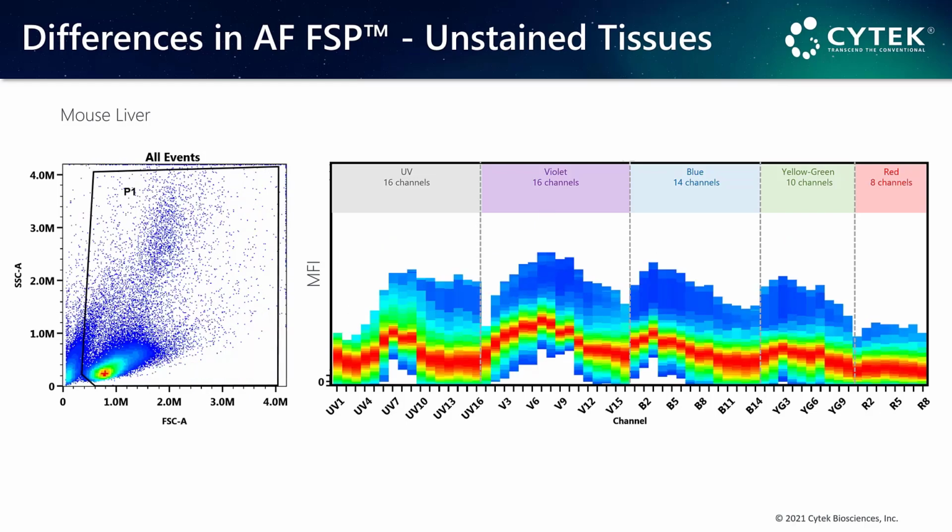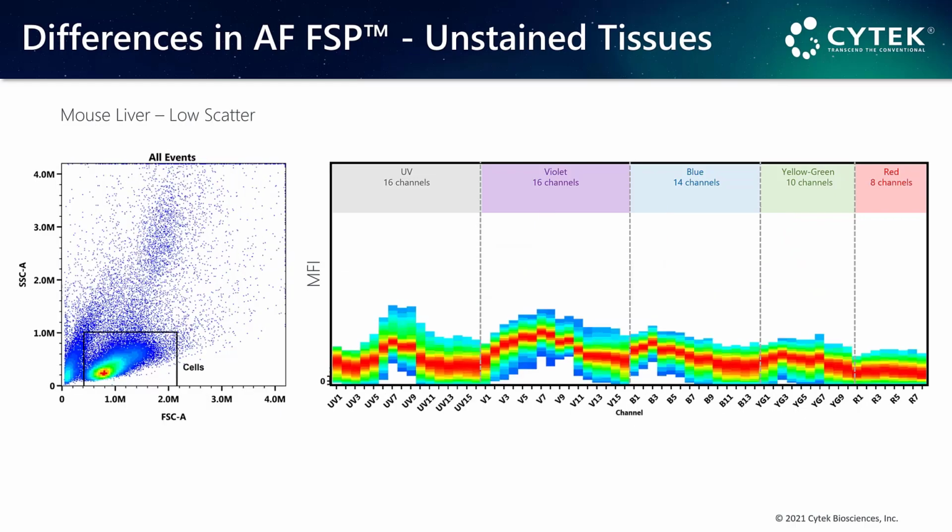In this mouse liver sample, we see very high autofluorescence across the ultraviolet, violet, blue, and yellow-green lasers. And we note a very wide range in intensity from that spectrum. If we were to start adjusting our scatter gate, we can start to understand a little bit more about where these different autofluorescent characteristics are coming from within our sample.